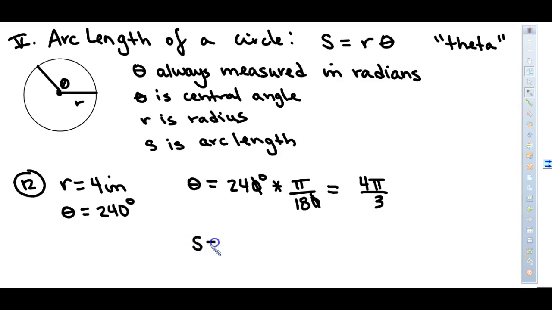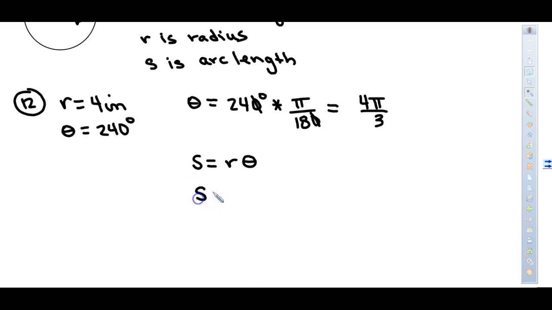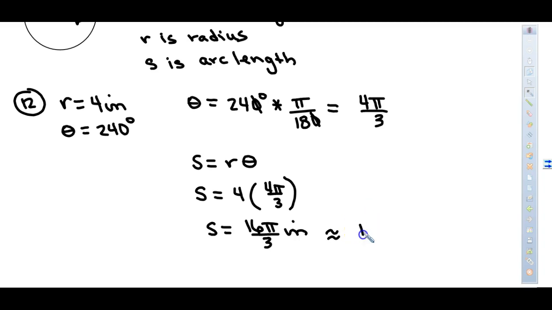All right, and then I'm going to plug all of this stuff into our formula. So my arc length is going to be 4 times 4 pi over 3. So therefore, my arc length is 16 pi over 3, which is exactly how you can leave it. And this is inches, by the way. That's exactly how you can leave it if you don't have a calculator. If you have access to a calculator or you are asked to convert this into decimal form, then it would be 16.76 inches.